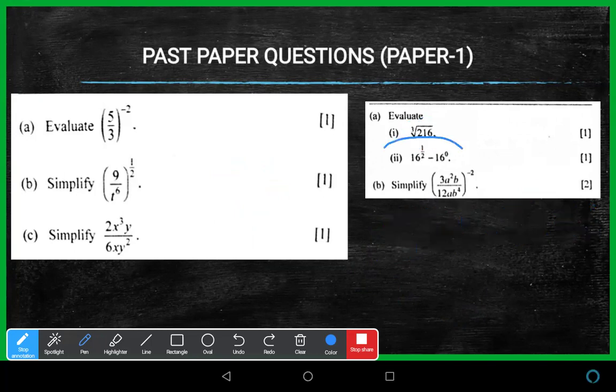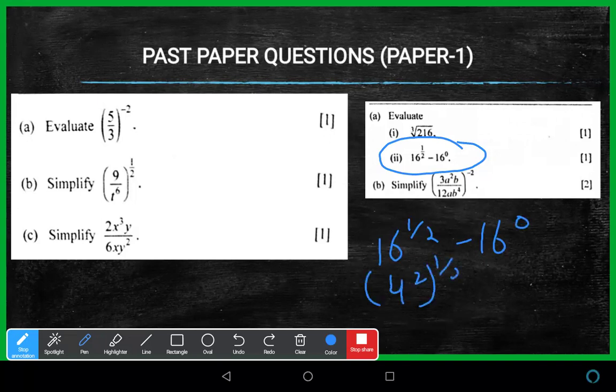Now, part B, part 2. 16 raised to the power 1 upon 2 minus 16 raised to the power 0. So we know that we can write 16 like 4 square, power 1 upon 2, and 16 raised to the power 0 is 1. The 2 will be cancelled out. It will become 4 minus 1 is equal to 3. The answer will be 3. I hope everything is clear in this question.